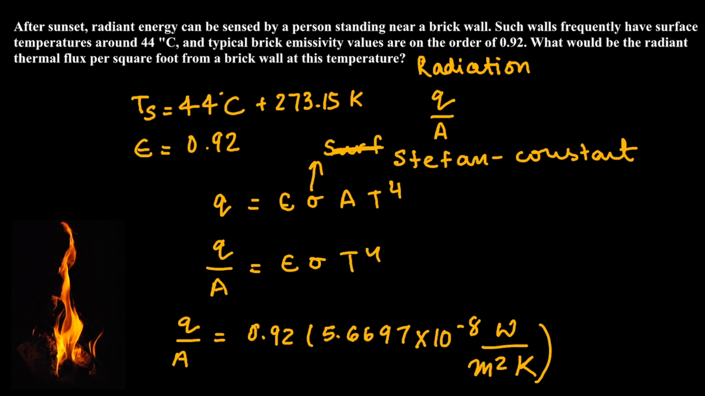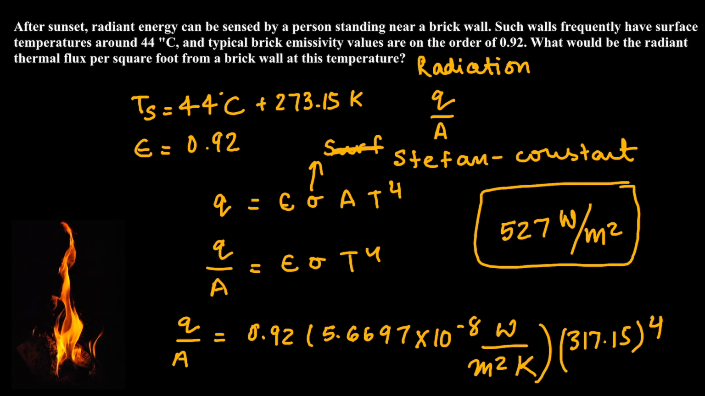So whenever you do the radiation, make sure you're taking the absolute temperature into account. 317.15 to the fourth. So if I plug everything in my calculator, 5.6697 times 10 to the negative 8 times 0.92, you get approximately 527 watts per meter squared. Keep in mind, for radiation, you need absolute temperature.